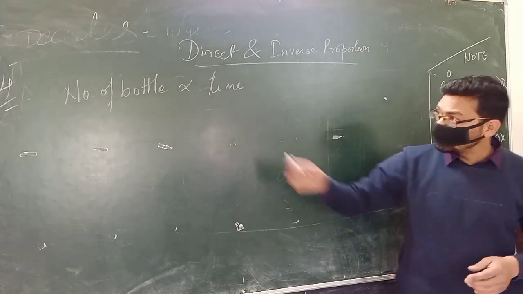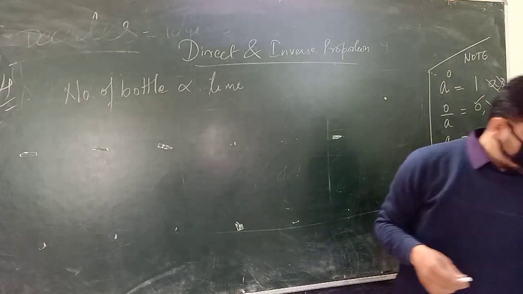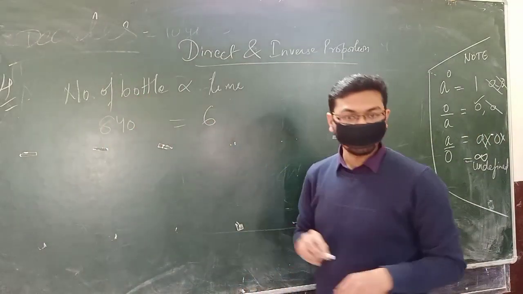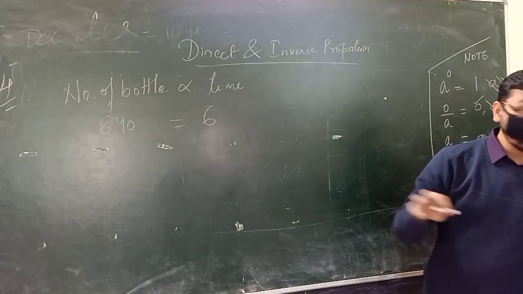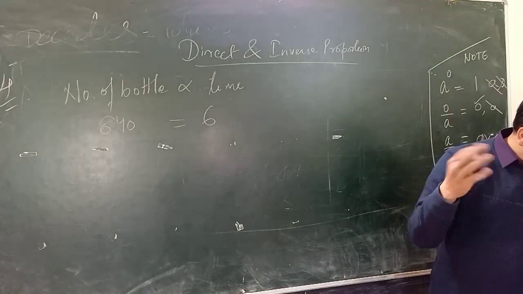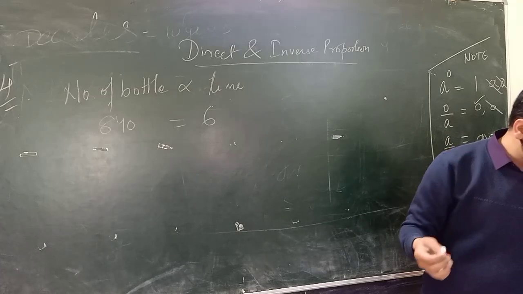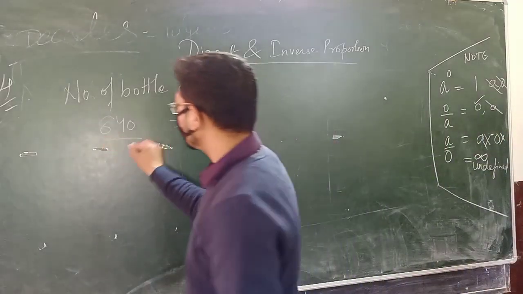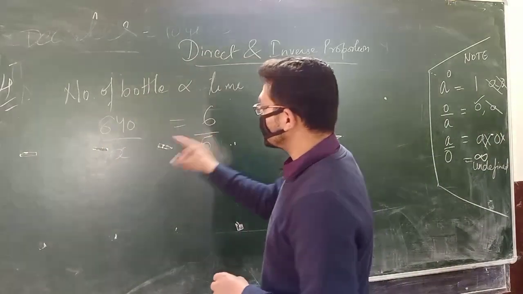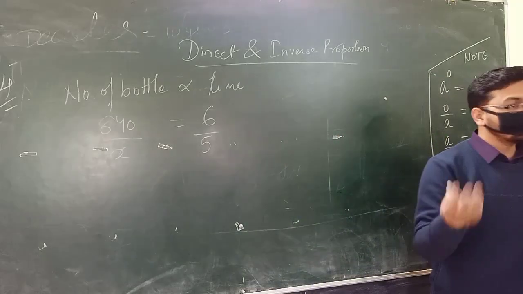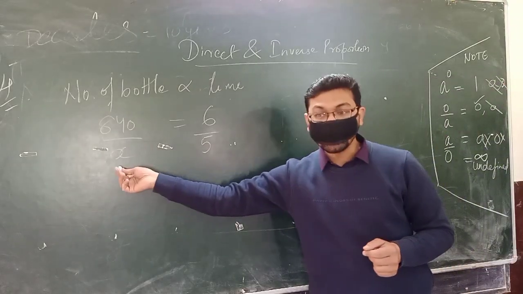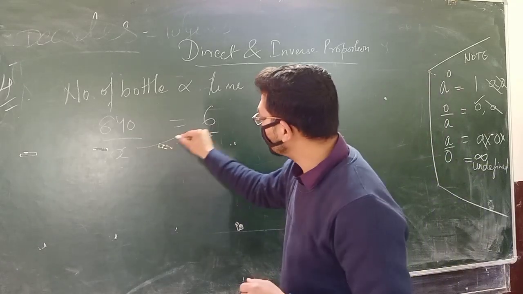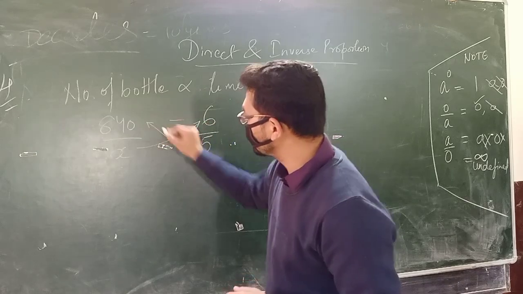Easy. So number of bottles. In first case, 840 bottles were produced in 6 hours, right? In 6 hours, 840 bottles were produced. In next case, he was asking how many bottles will it fill in 5 hours. So in 5 hours, how many bottles will that machine fill? Let's say x bottles. Is this clear? Now you just need to cross multiply these values and you will get the answer.